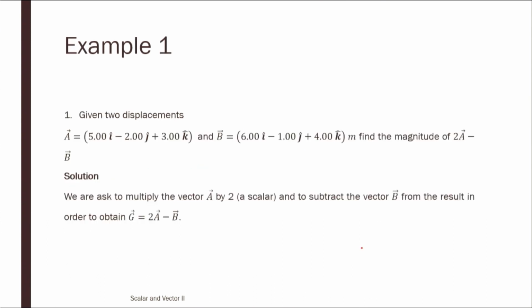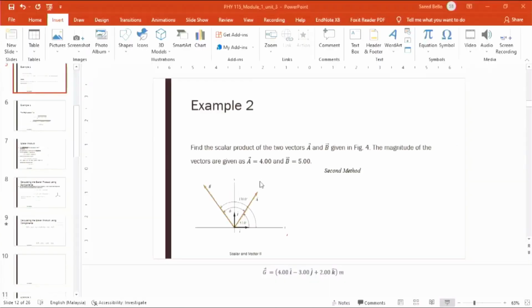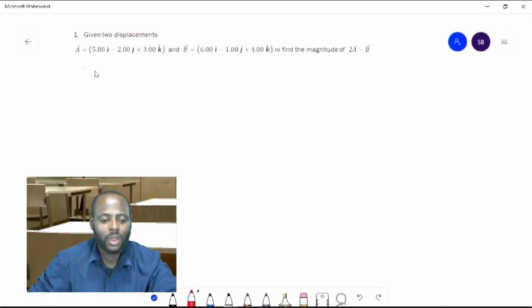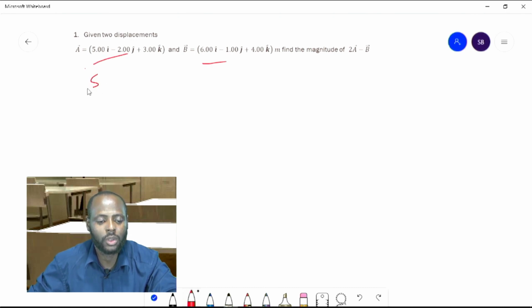If we are provided with given vectors a and b, where a and b in this question represent a displacement, and we are to find the magnitude of 2a minus b, how do we do that? To do so, let's move on to our whiteboard marker to implement this. Given these two displacements, a expressed like so and b like so, let's solve this.